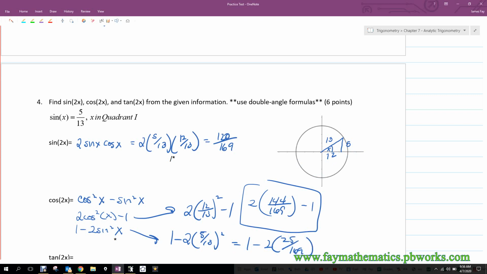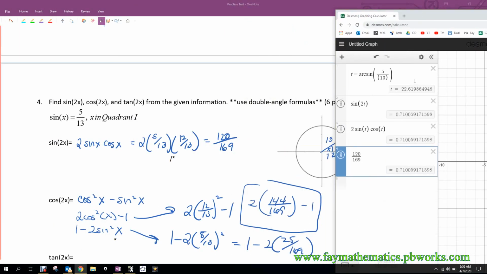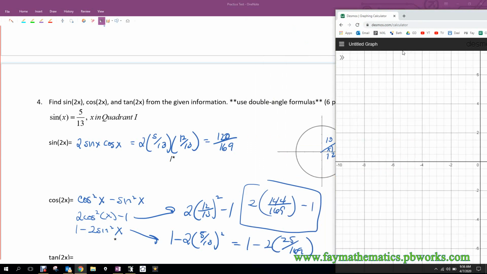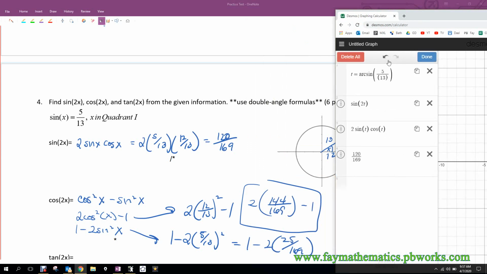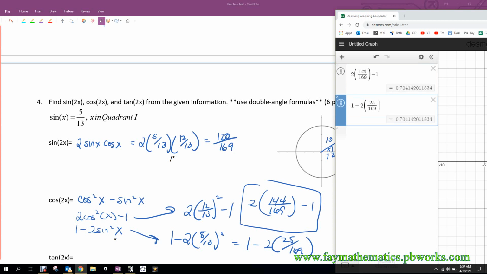Okay. So let's just grab our calculator. Again, you're going to further simplify those. Let's just prove that they are the same. If we go 2 times 144 over 169, subtract 1, you get that number. If we go 1 minus 2 times 25 over 169, same number.